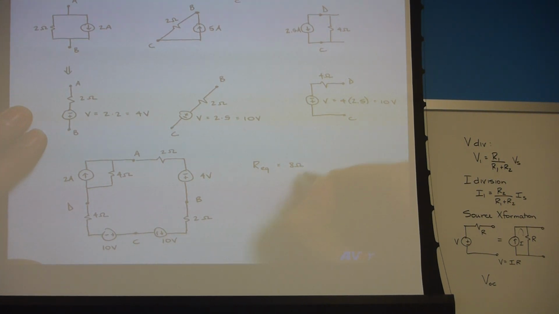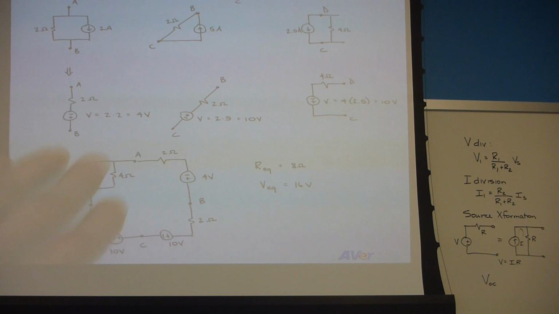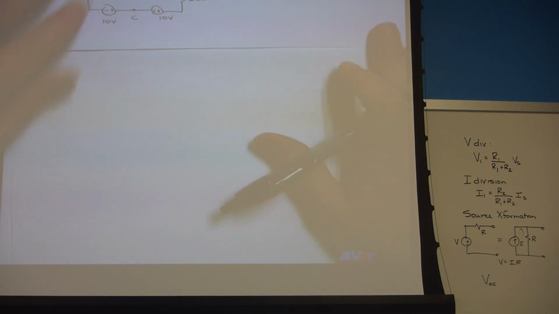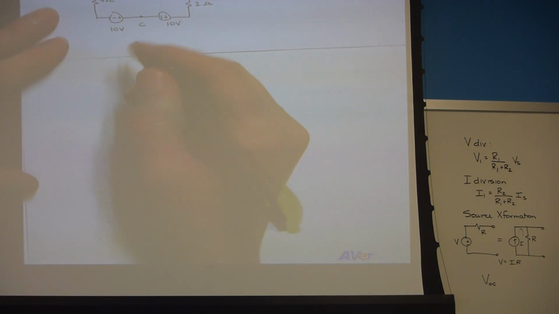So 8 ohms for the resistance, 16 volts for the voltage. Okay, so again, we need to redraw. Every time that you have made a major simplification to a circuit, you need to just go ahead and redraw it. So let's see if we can do that. So this is number 52.